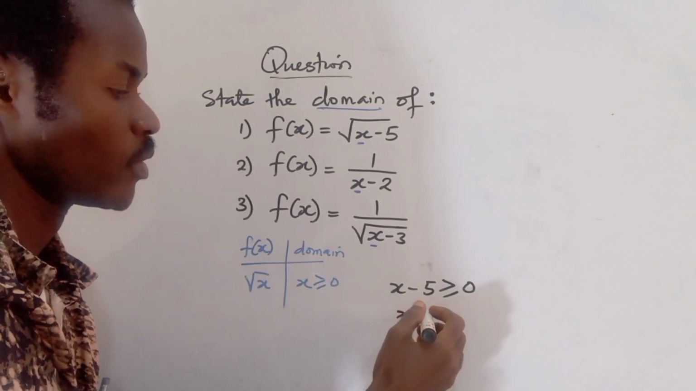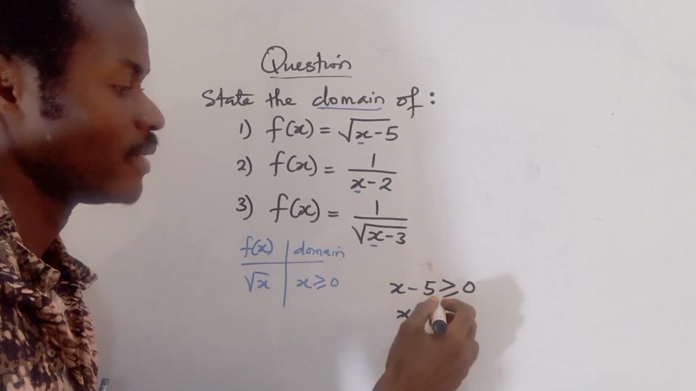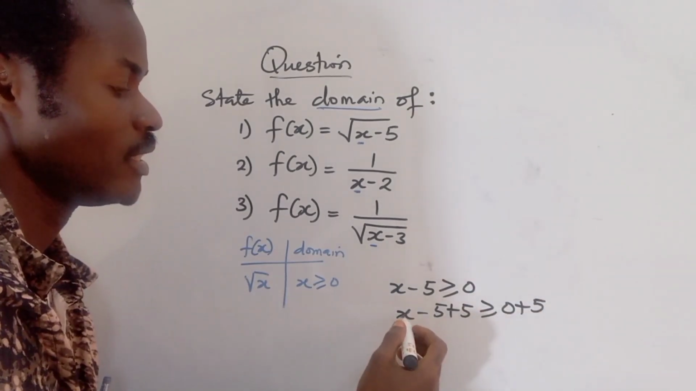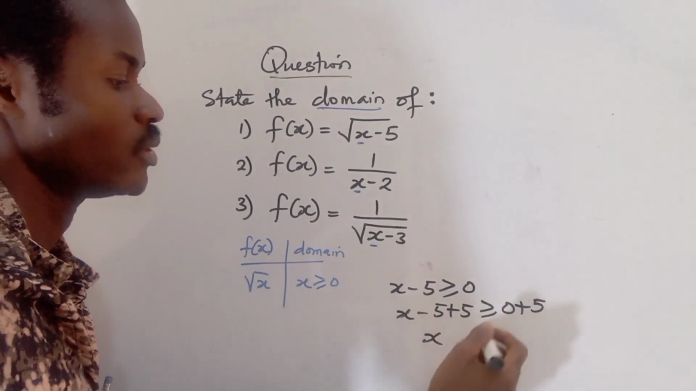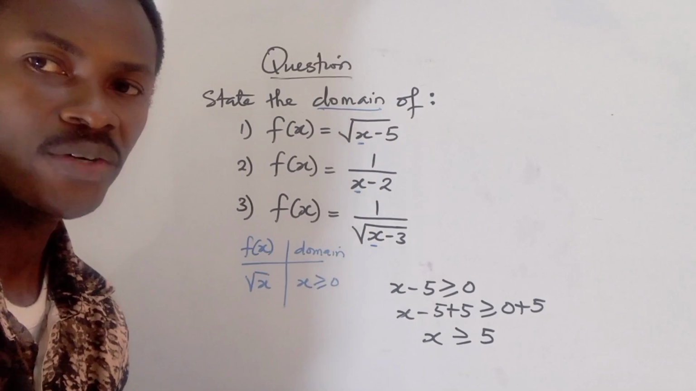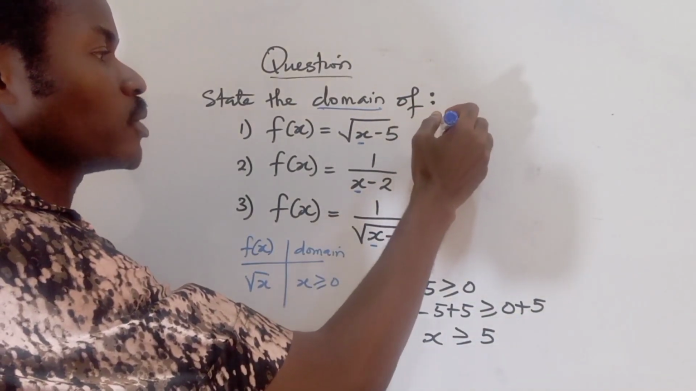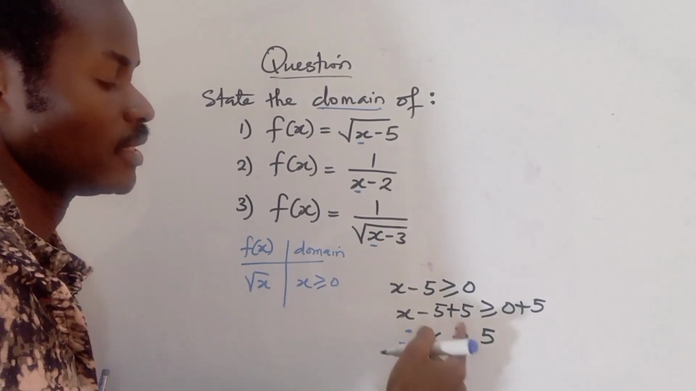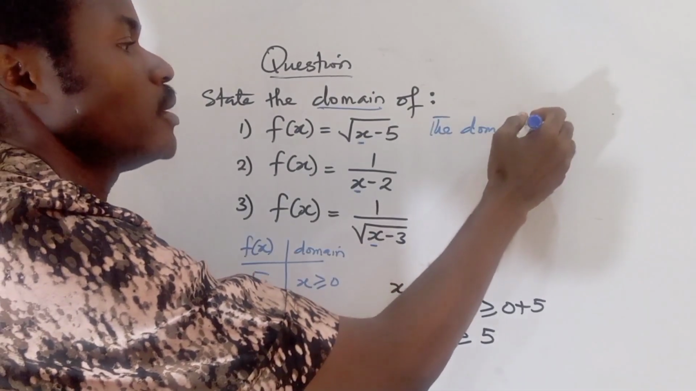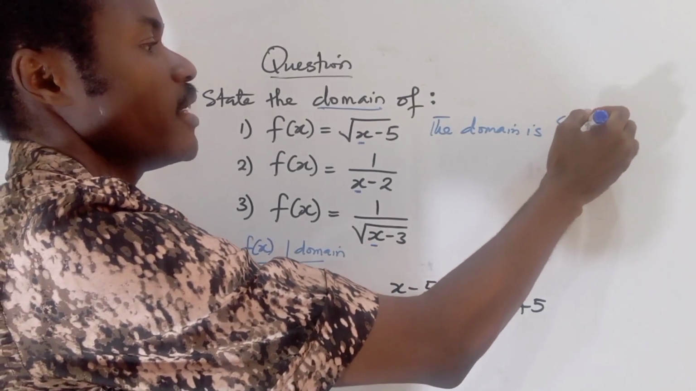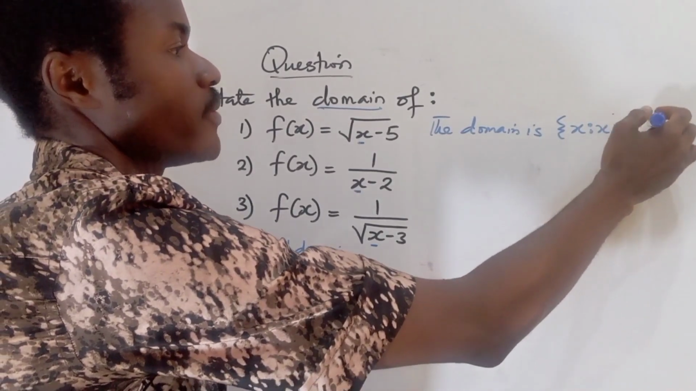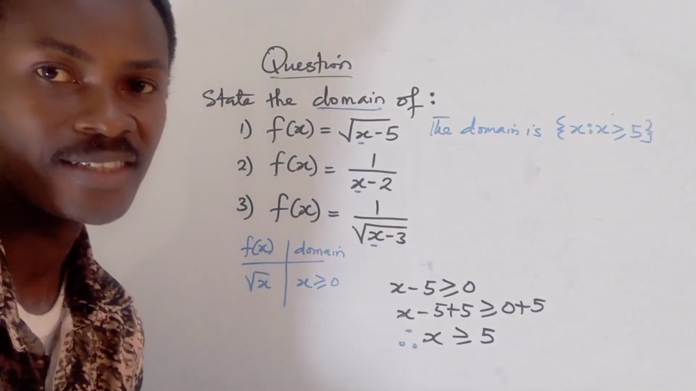So our x, we are going to add 5 to both sides. So this is going to be x minus 5 plus 5 is x, and we are greater than or equal to 0 plus 5 is 5. Now, how do we write this? Since x is greater than or equal to 5, the domain for the first one is going to be x greater than or equal to 5. This is how you represent it.